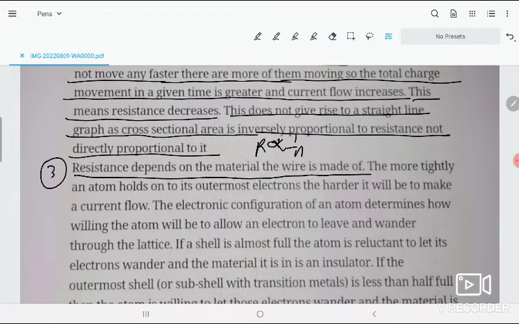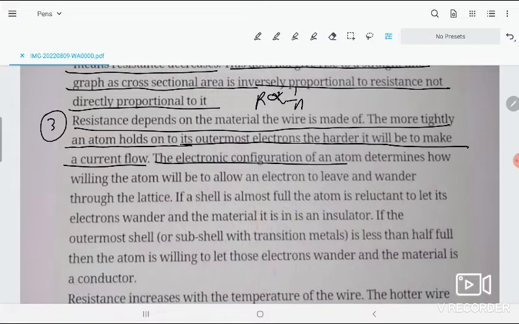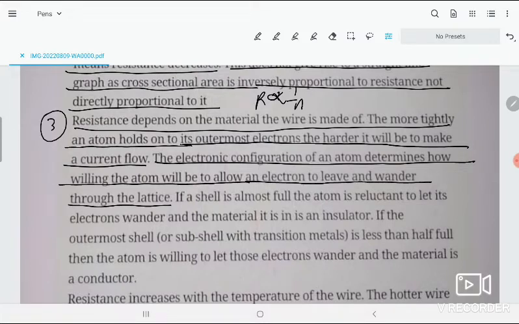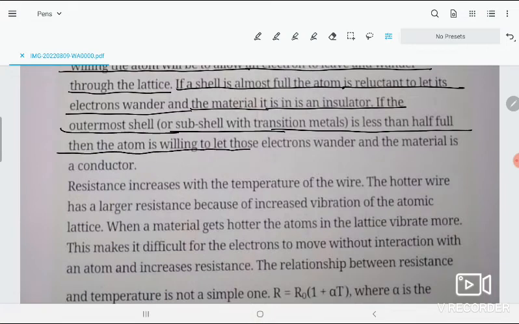Resistance depends on the material the wire is made of. The more tightly an atom holds onto its outermost electron, the harder it will be to make a current flow. The electronic configuration of an atom determines how willing the atom will be to allow electrons to leave and wander through the lattice. If a shell is almost full, the atom is reluctant to let its electrons wander, and the material is an insulator. If the outermost shell or subshell of the transition metal is less than half filled, then the atom is willing to let those electrons wander and the material is a conductor.